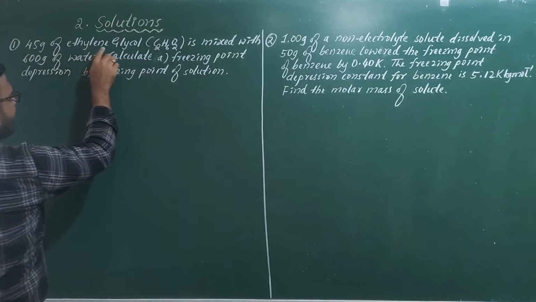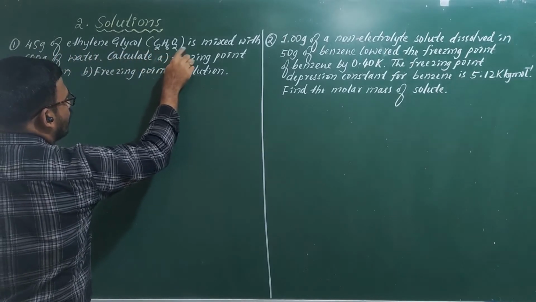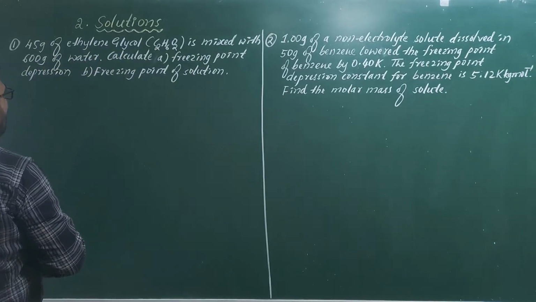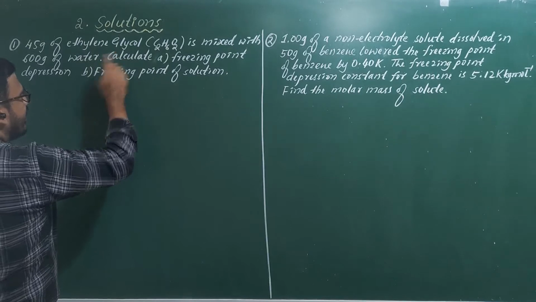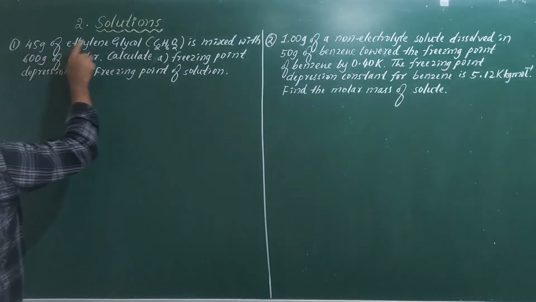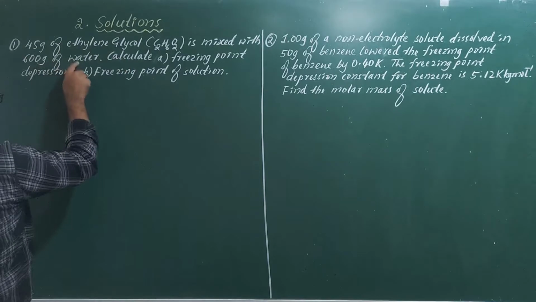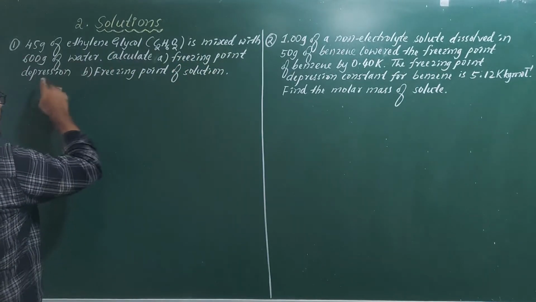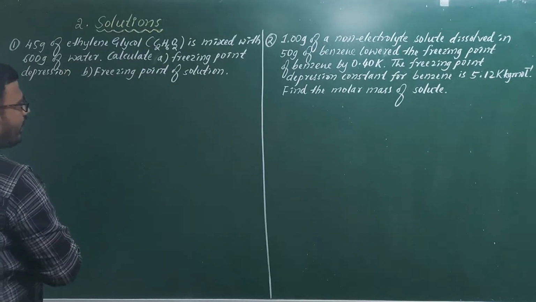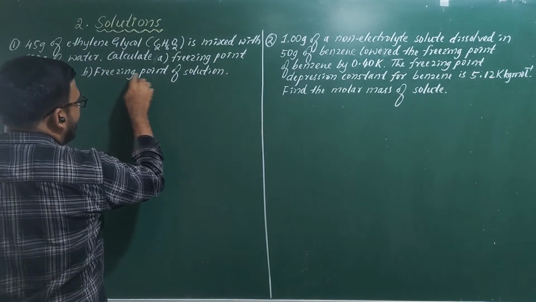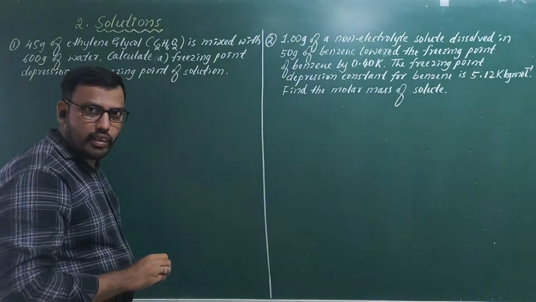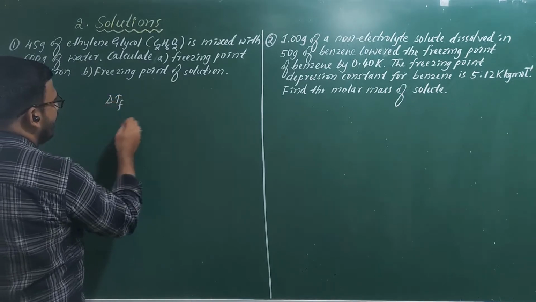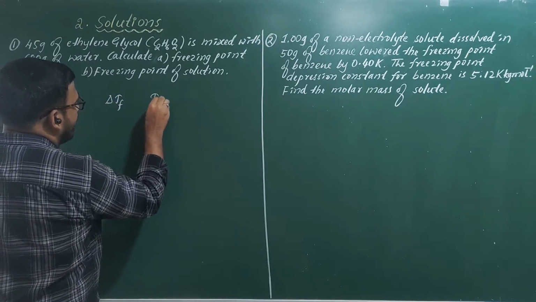45 gram of ethylene glycol, C2H6O2, is mixed with 600 gram of water. Soon after reading this sentence, you will come to know 45 gram ethylene glycol is a solute and water is a solvent. Freezing point depression delta Tf you have to calculate. Then you have to calculate freezing point of solution. So you have to calculate delta Tf and you have to calculate Tf.